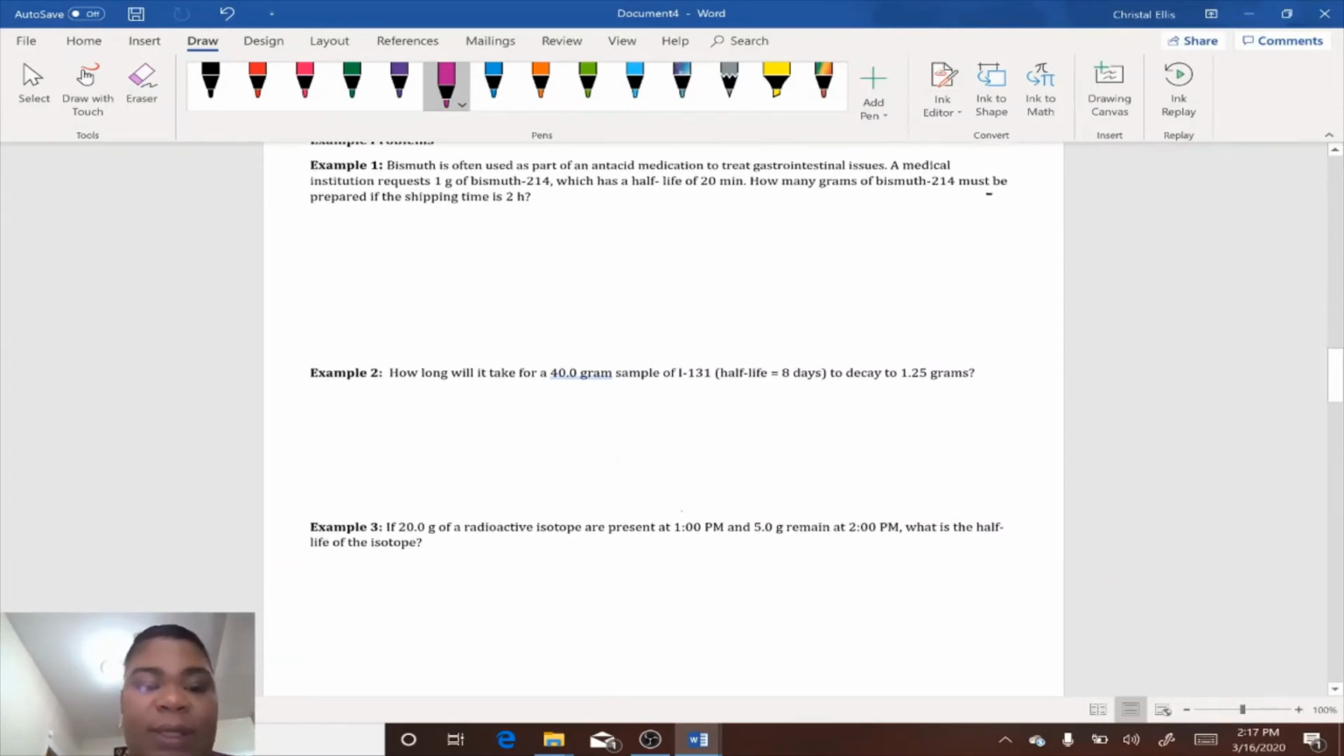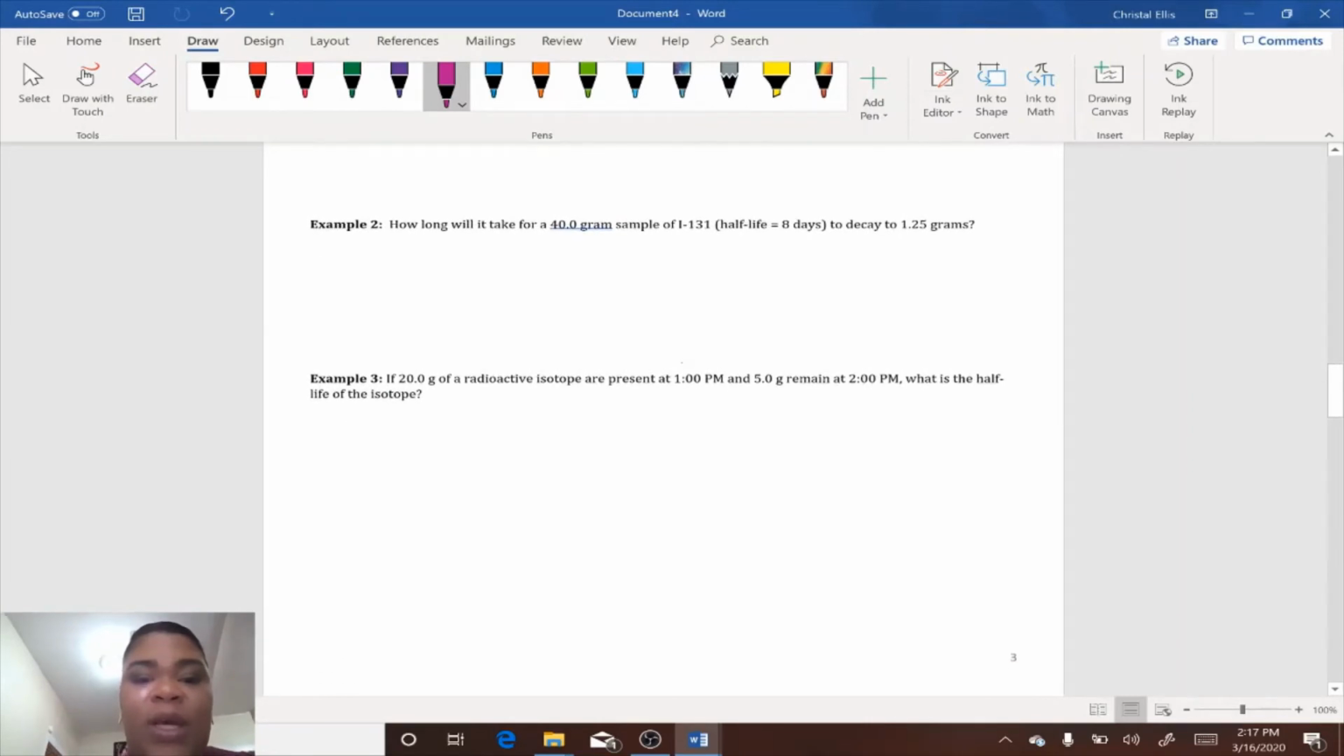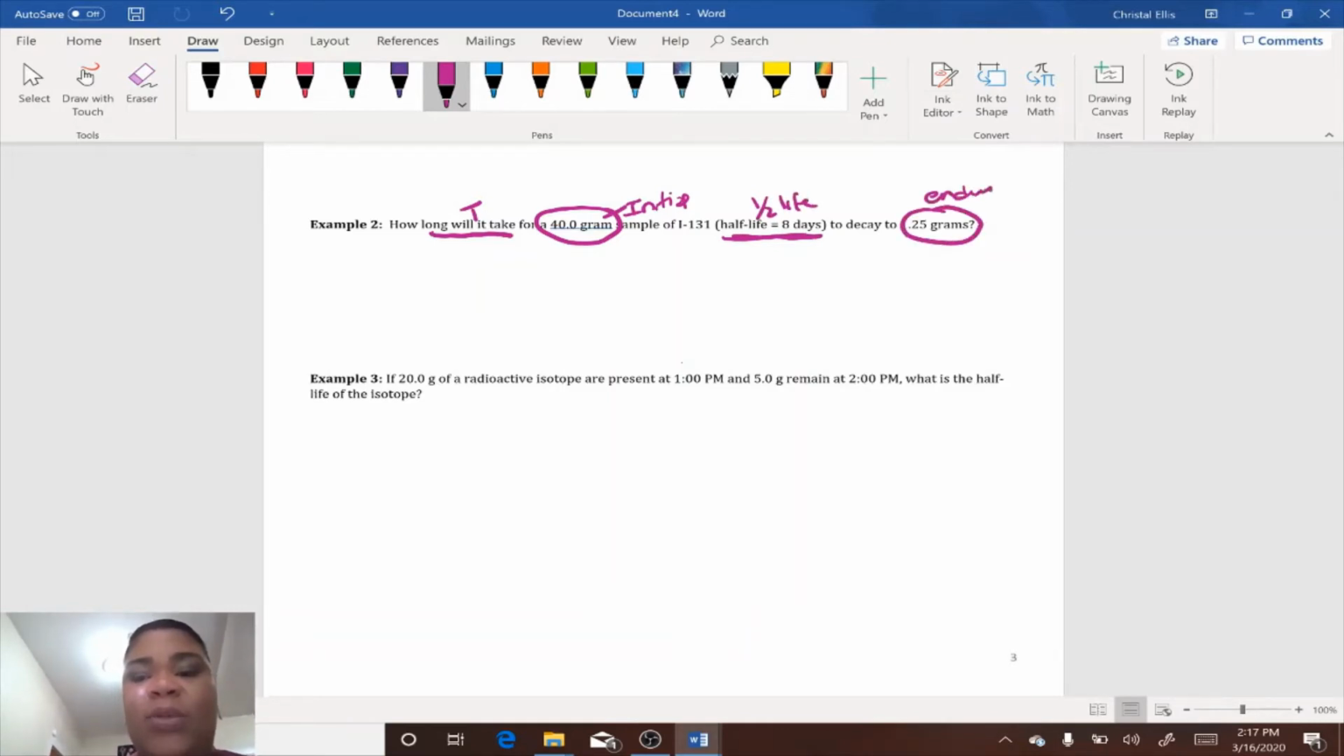So example question 2, I'm going to start with that one. How long will it take? So we're solving for time. For a 40-gram sample, I would bet this is our initial amount, with a half-life of 8 days to decay to 1.5 grams. This is our ending amount.